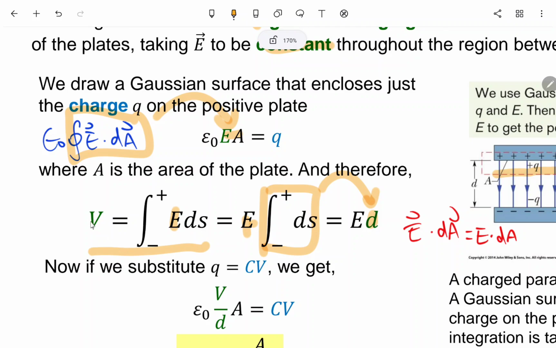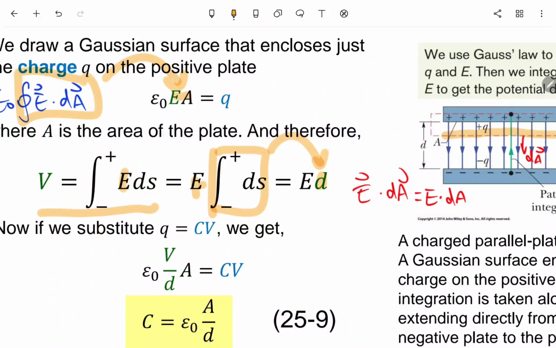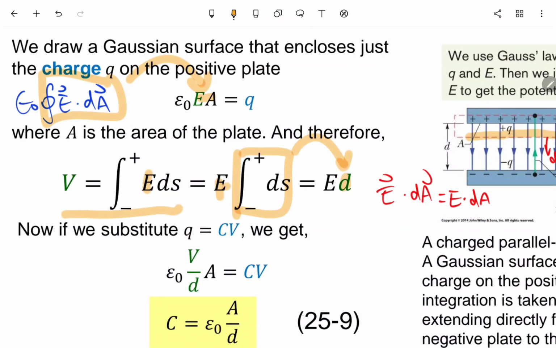So here quickly we have V equals E times d, and also we have this equation. We try to eliminate E. Based on this equation, we have E equals V over d. We just divide d for the whole equation, so we have E equals V over d like this, and then we try to plug this equation into there.